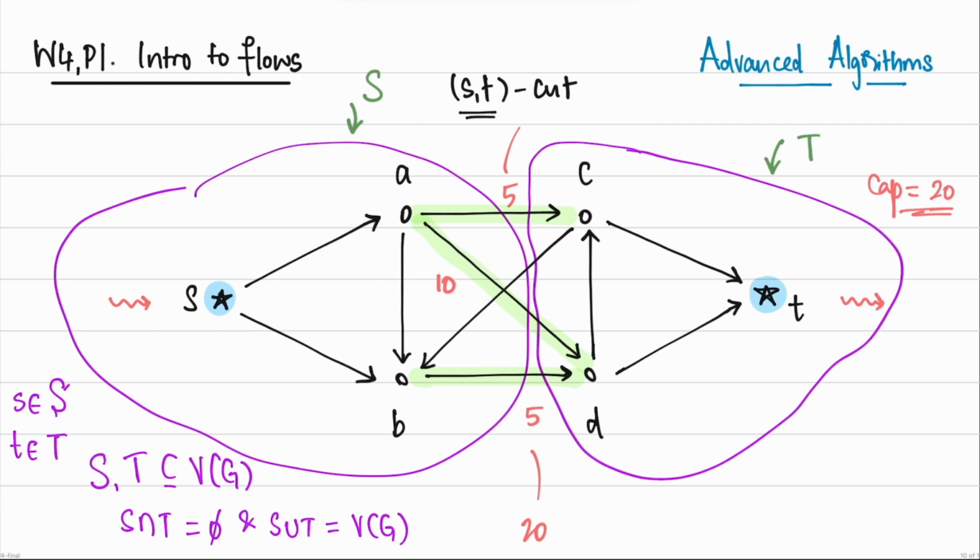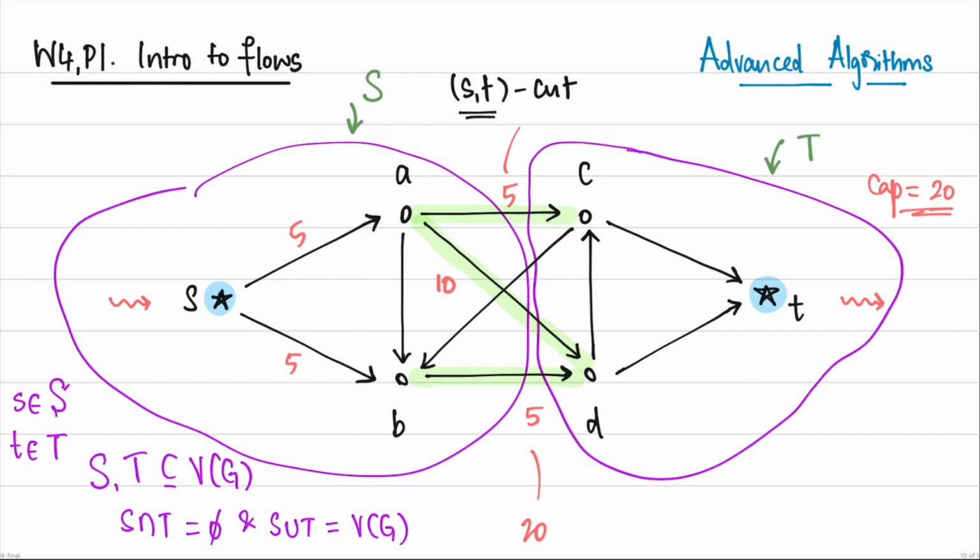Whether you can reach 20 or not depends on whether this cut is the minimum cut or whether there's one that's even smaller. So if there was a different cut, for instance, let's say the capacities of these edges were 5 and 5, then 20 is not even achievable. It's just a loose upper bound.